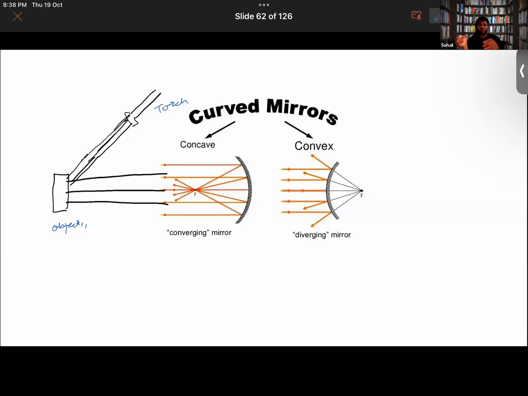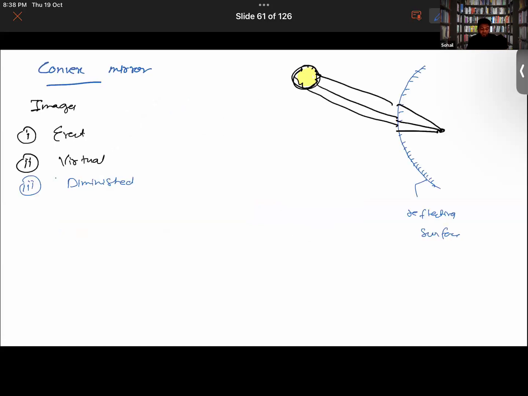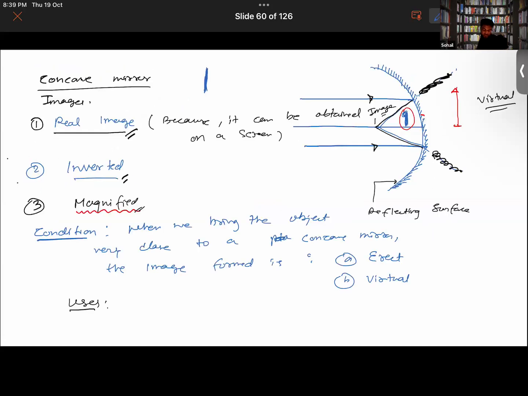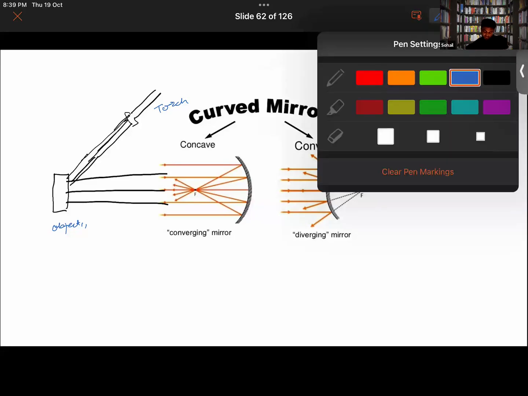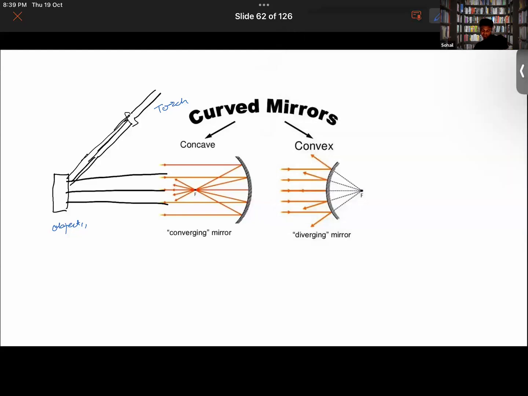In the concave mirror, light rays actually converge at a point. In reality, they are converging at this point. It's not like it just appears. Remember, in the concave mirror, moments ago, I told you that you can obtain the image. It's a real image. It can be obtained on a screen. If I were to place a screen here, I can actually get an image of the object.